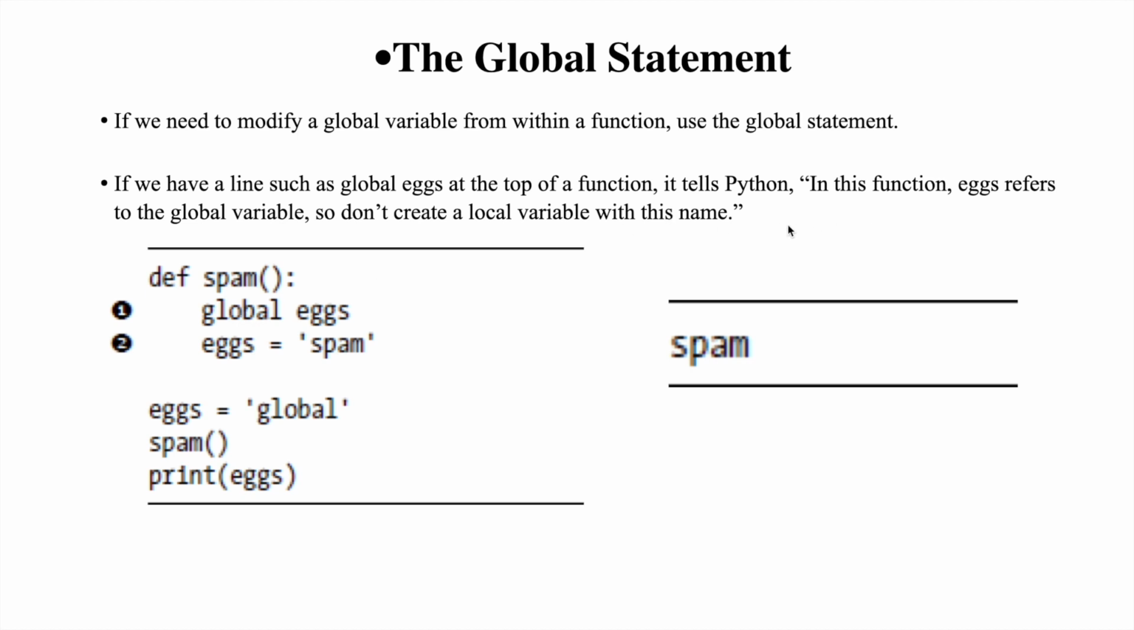So Python understands that this global x refers to the global variable. So don't create a local variable with the name. Python doesn't create one more variable x with a local scope, because you are using the word global x. That means Python understands that I have to use this variable x as the global scope. Once Python sees the global statement, it will understand that I should use the variable x with the global scope.